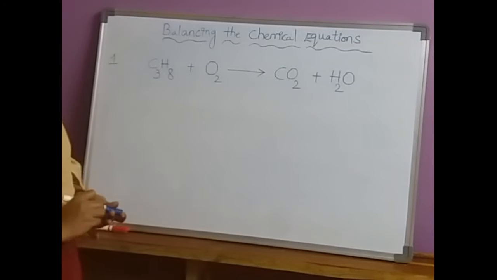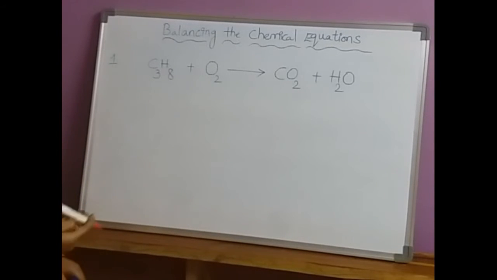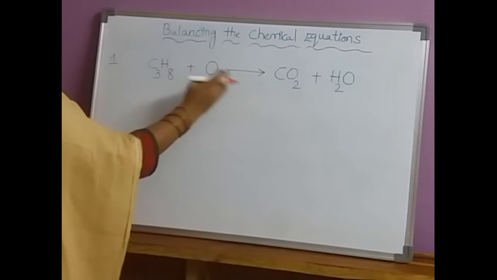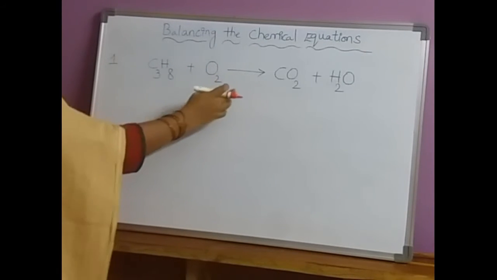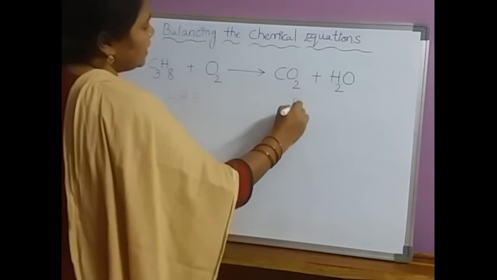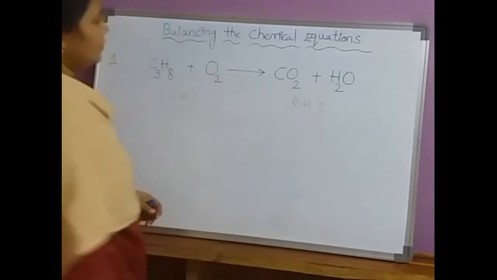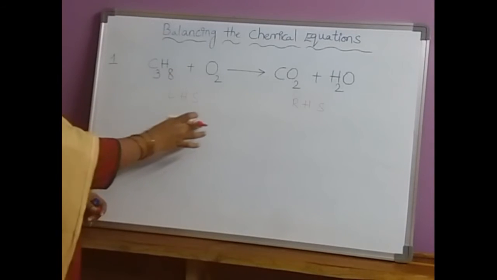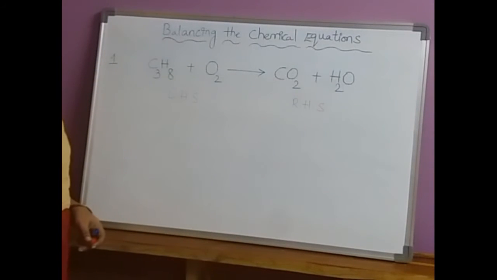In the next step, as I already said in the previous class, the left hand side of the arrow marker we consider as the LHS side, and this one we will consider as the RHS side. The reactant side is called the left hand side. The product side is called the right hand side. We have to divide the whole equation into two parts like this.